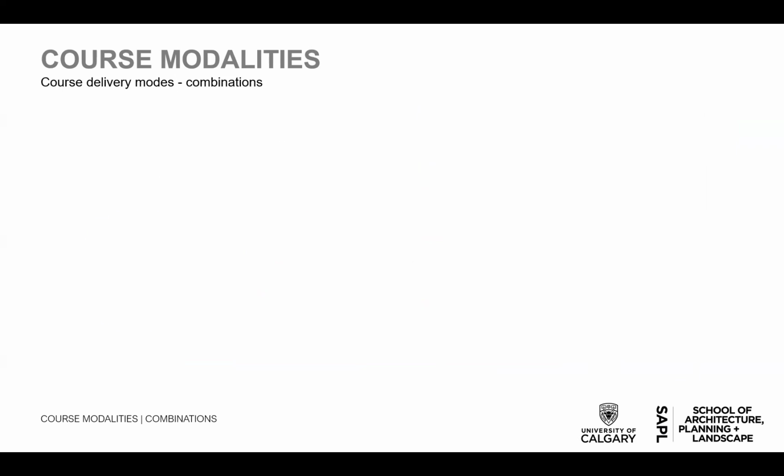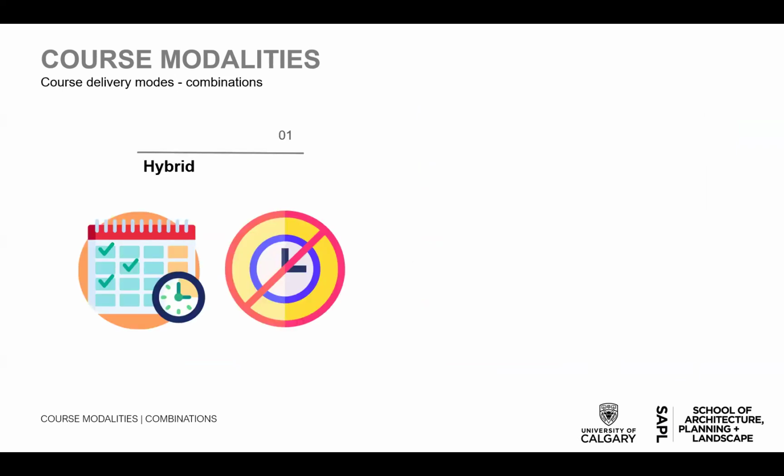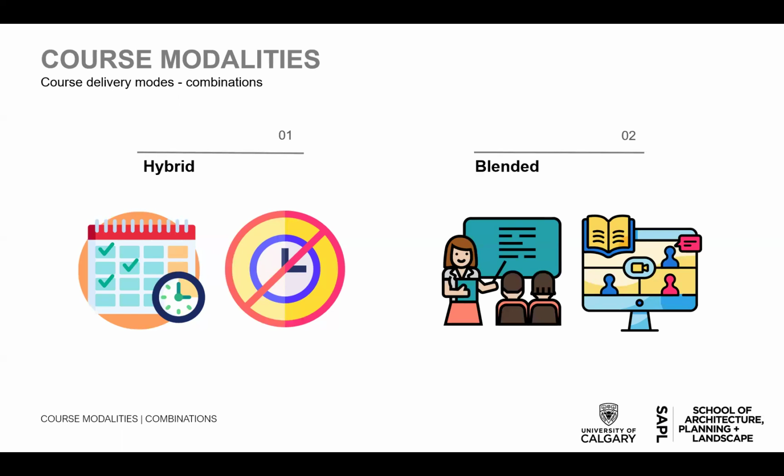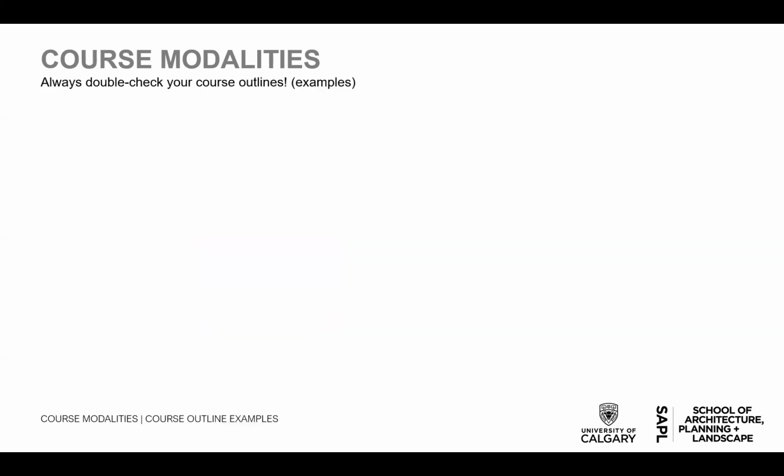Some courses may have a combination of modalities to accommodate the various types of instruction and student learning. Hybrid course components have both synchronous and asynchronous meetings, whereas blended course components include both in-person and online meetings. I recommend that you check your course outlines and with the instructor to be clear on the timing and location of your courses, especially if they're hybrid or blended components.